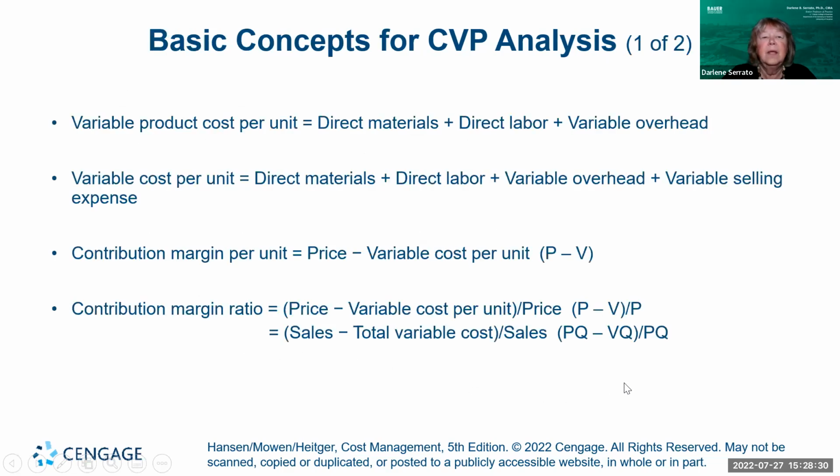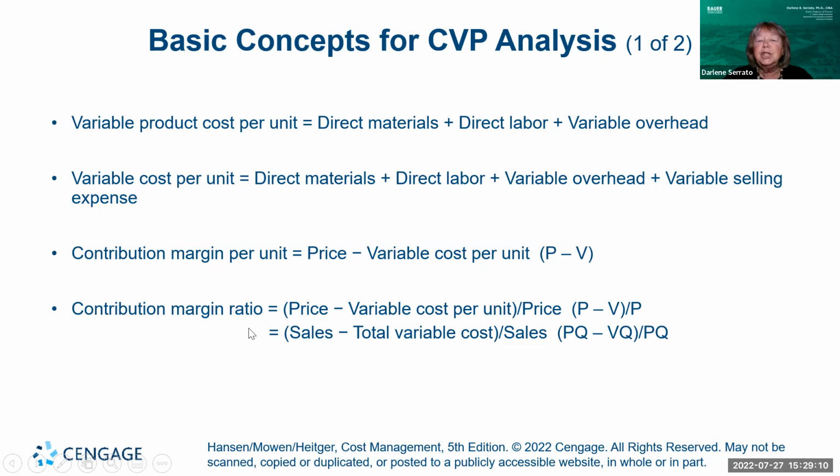Okay, so variable product cost per unit is direct materials plus direct labor plus variable overhead. Variable cost per unit is direct materials plus direct labor plus variable overhead plus variable selling and admin. Variable selling and admin is a variable cost, but it's a period cost, not product. Contribution margin per unit, the abbreviation, is selling price per unit minus the variable cost per unit, the calculation for it.